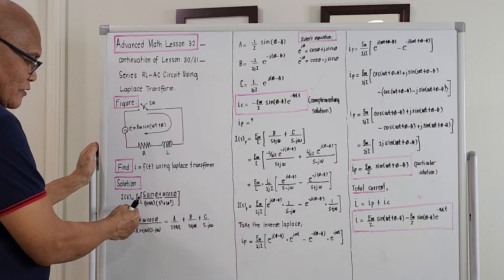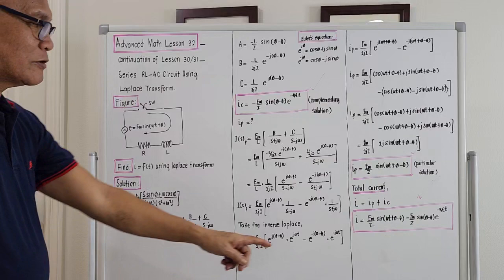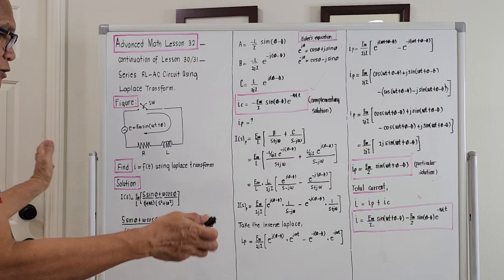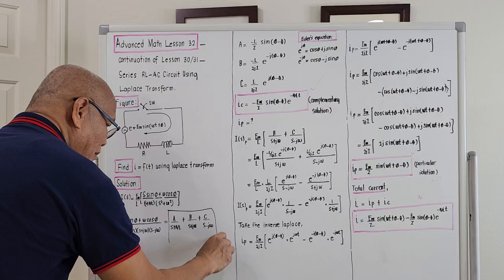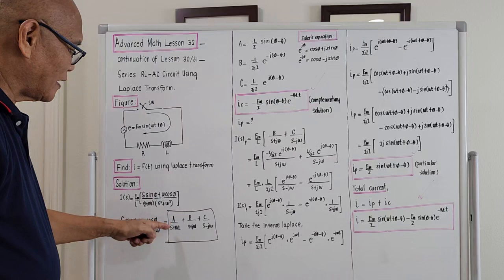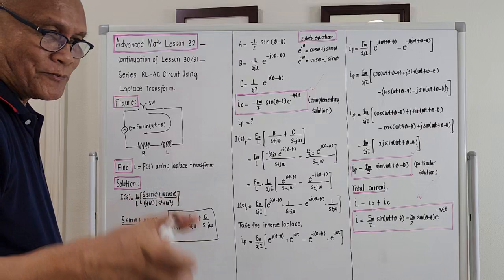So by using the Laplace transform, we will try to bring out this equation here, that is the total current as a function of time. And to bring out the solution, we use the so-called partial fractions. Under lesson 30, we assume the value of S to be negative R over L. And actually, we have computed the value of A under lesson 30. And the computed value is this one.